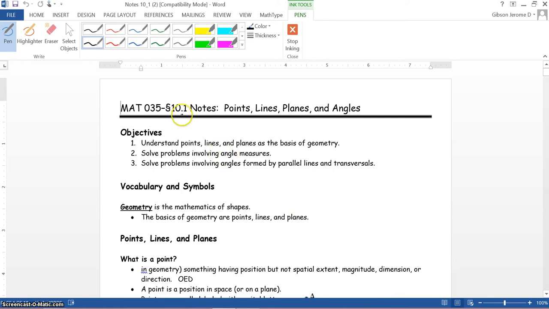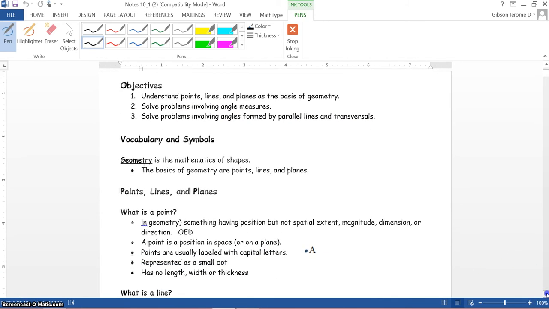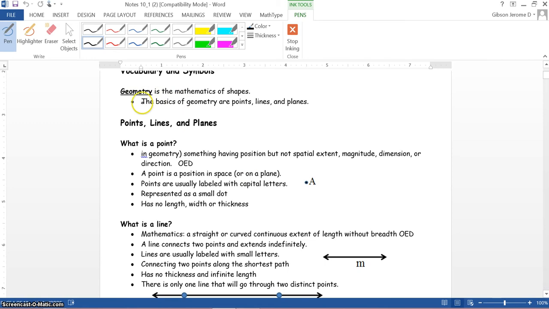Hello class, we're about to start section 10.1, points, lines, planes, and angles. Our objectives: we are to understand points, lines, and planes as the basis of geometry. We're to solve problems involving angle measures, and we are to solve problems involving angles formed by parallel lines and transversals. Okay, now we will have to concentrate on our vocabulary and symbols.